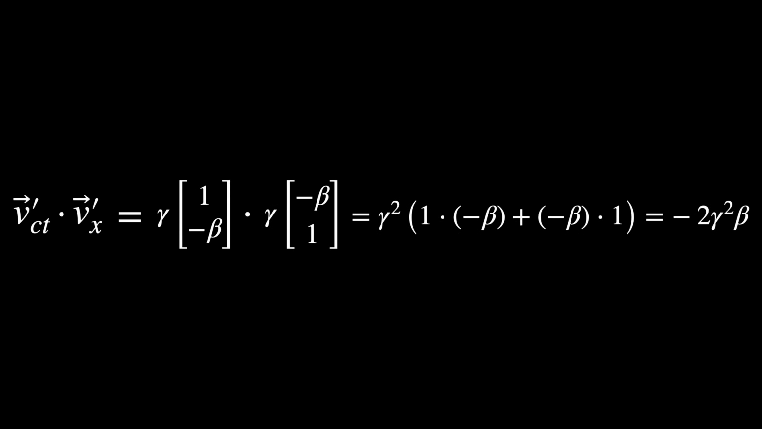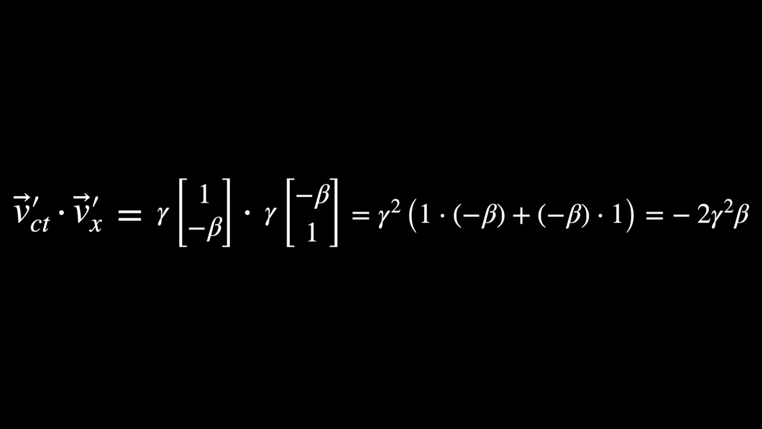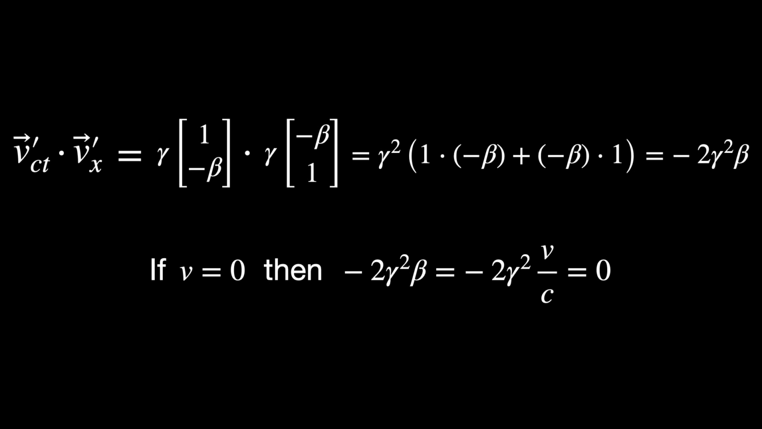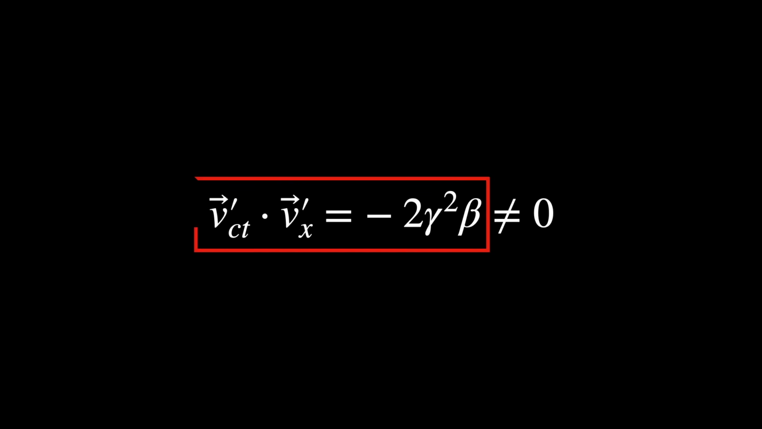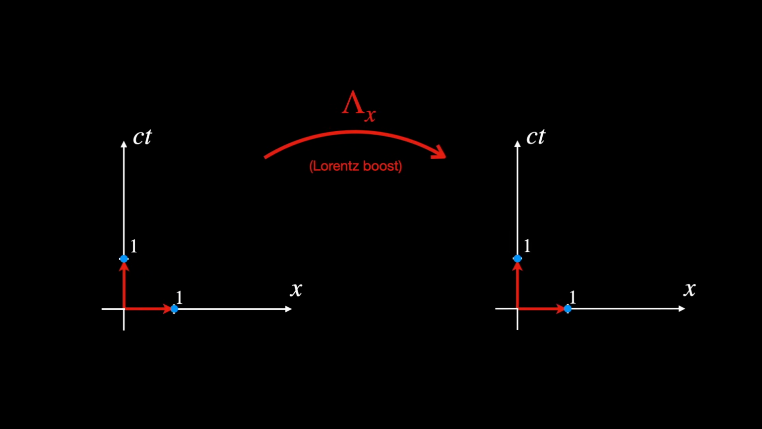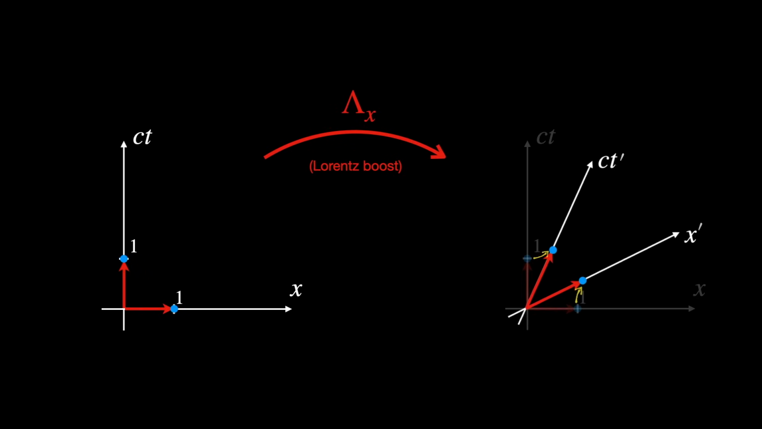Performing the dot product, we find -2 gamma squared beta. If v equals 0, so if the velocity is 0, then this results in 0. When v is different from 0, so for example, in our case here, with a negative velocity, the dot product results in a negative number, which implies that the axes ct prime and x prime after the transformation are not orthogonal anymore.